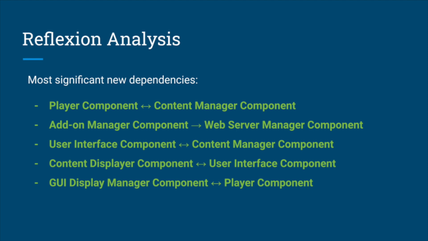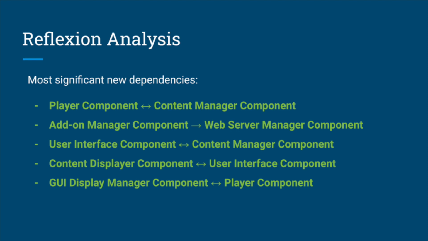Here is a summary of the rationale of our largest and most significant new dependencies. Within the two-way dependency between the player component and the content manager component, we found that the AirPlay server file in the content manager calls file item from the player component for AirPlay streams. The deviation from our conceptual architecture is that the AirPlay server was expected externally and not in the content manager.